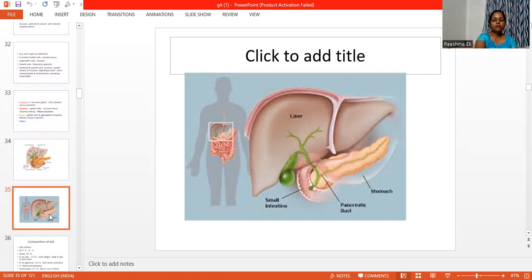About the liver, then the gallbladder, and also in this picture you can see the pancreas. The pancreas is another important structure of the gastrointestinal tract that we will discuss later.